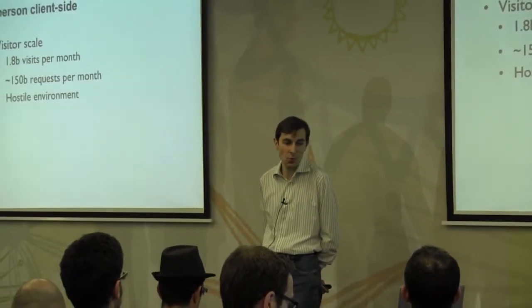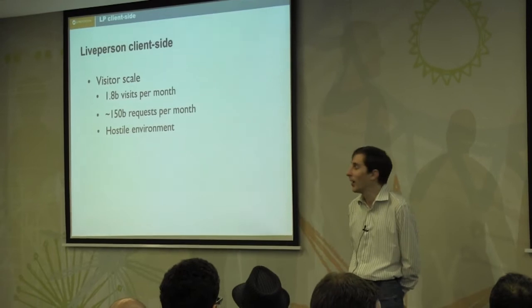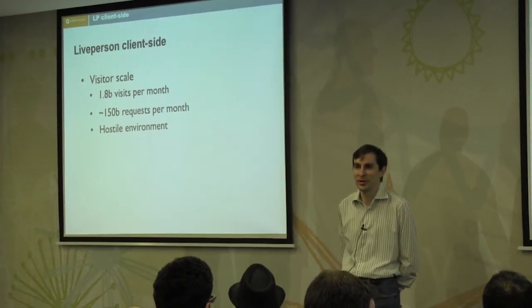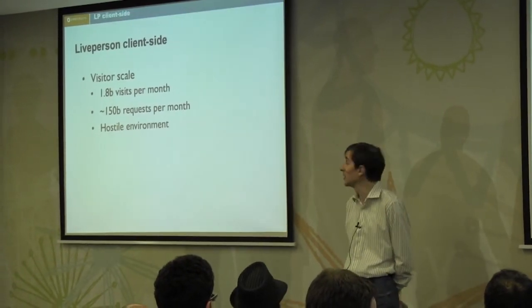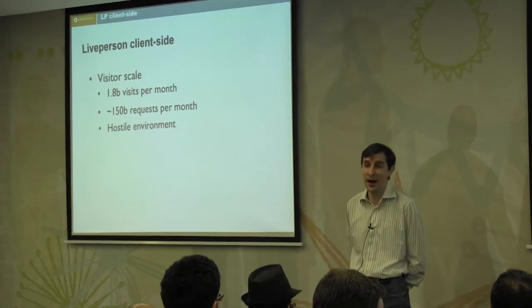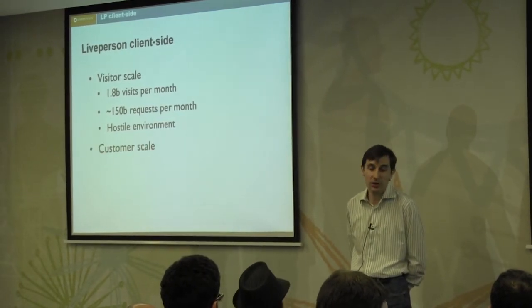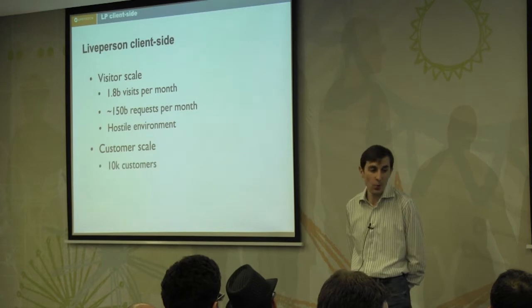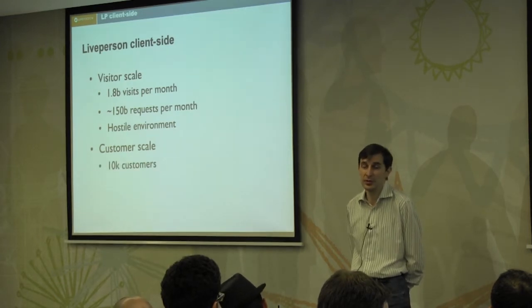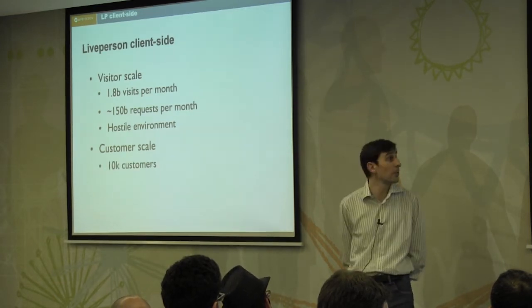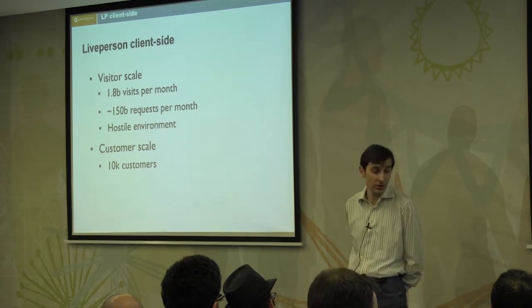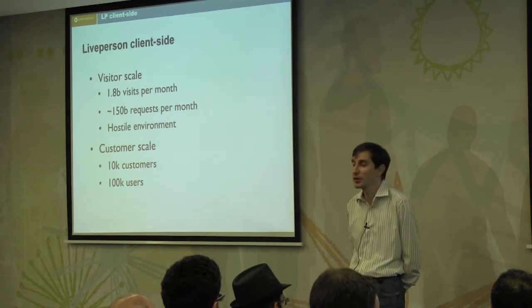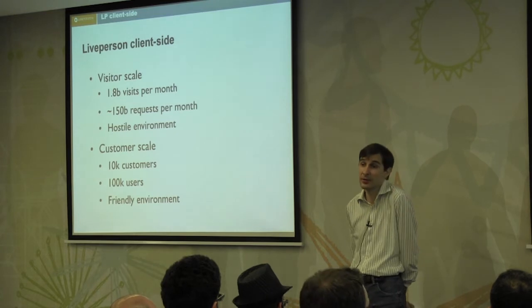So this is one problem space. Actually, we're not going to talk about it today because it's another presentation for a whole probably hour, even more. We're going to talk about customer scale, where we're talking around 10K customers. We dropped from B to K. So we're talking about 10K, 100K users, and it's a really friendly environment.